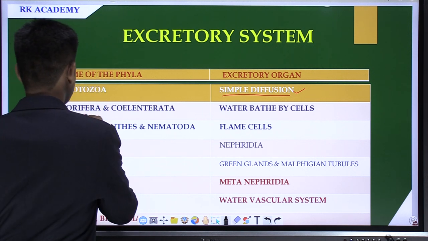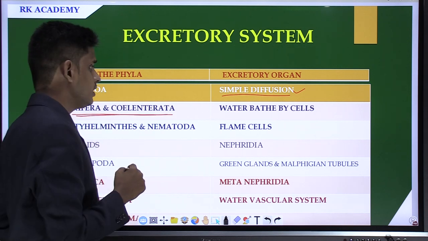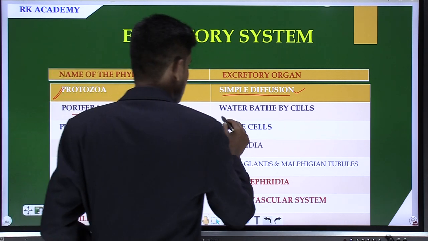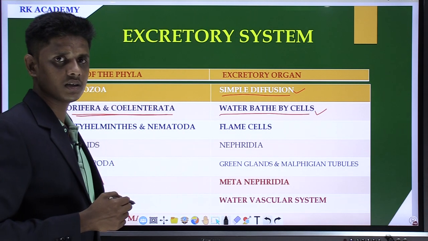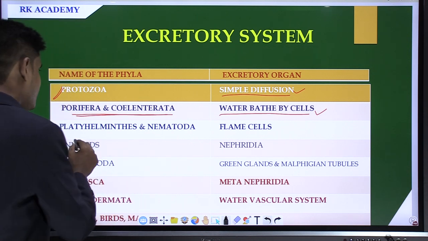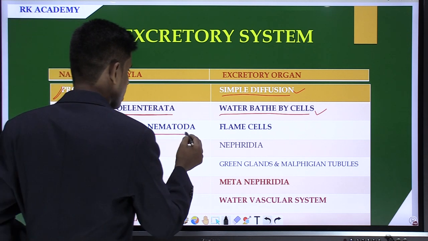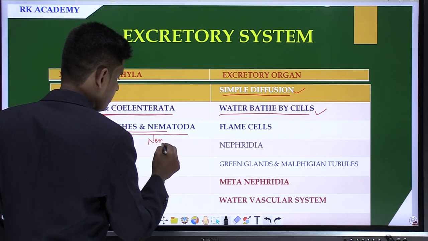And come to the porifera and Coelenterata. In the porifera and Coelenterata, the excretion is done with the help of water bath by cells. Whatever cells are there in the particular organisms, they eliminate the waste material from the body. And come to the Platyhelminthes and Nematoda. Nematoda is also called Nematohelminthes.